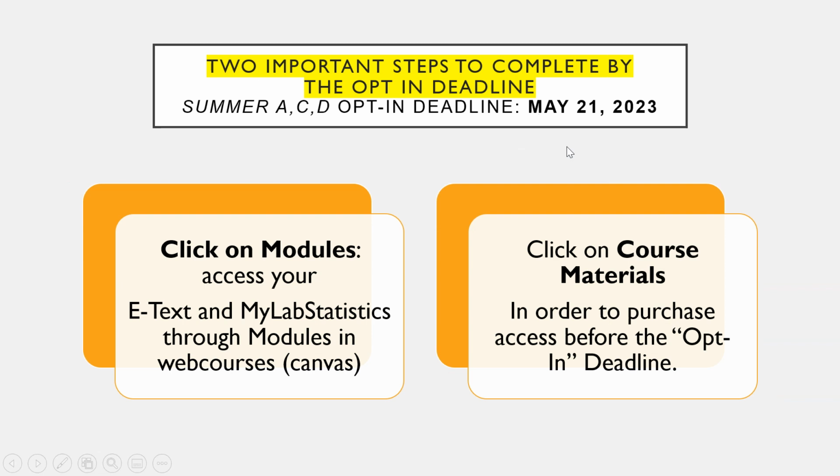There's two very important things to do before a deadline. And the deadline is coming up fast, May 21st. Number one, click on modules. This is where you'll go to find the e-text and the MyLab Statistics software. And number two, you have to click on course materials. This is where you'll actually purchase the full access to the software and the e-text at a very reduced price, as long as you do it by the opt-in deadline, which is May 21st.